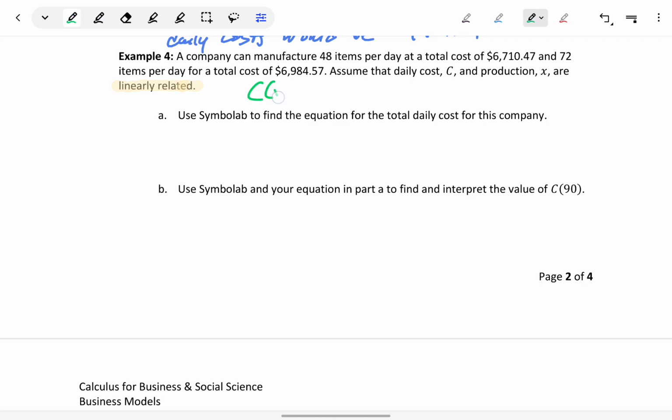going to construct a cost function C of x is equal to mx plus b, where x is the independent variable. So we need to set up coordinate pairs in the form x, which is demand or units produced, comma c, where c is total cost.